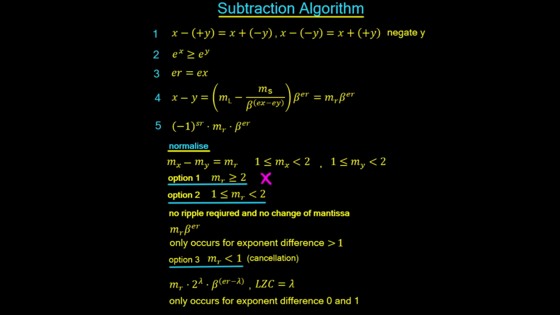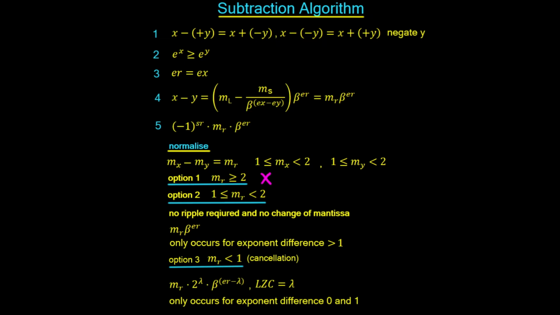normalization phase. So the normalization phase here for the subtraction is just this one here. So there wouldn't be any ripple and there would be no change in the mantissa, so there wouldn't be really any normalization. So for subtraction, either we have the cancellation or we have no normalization.